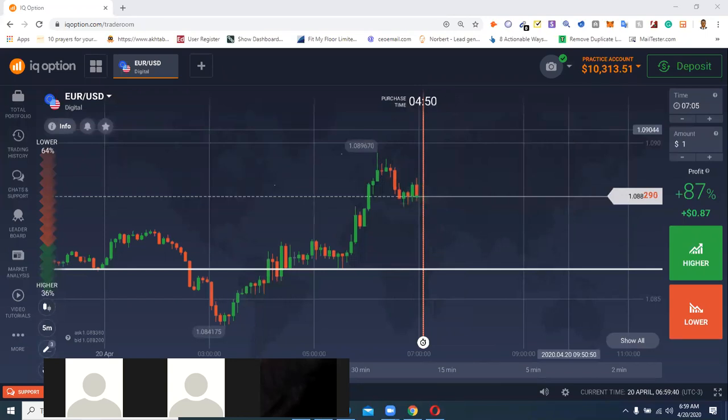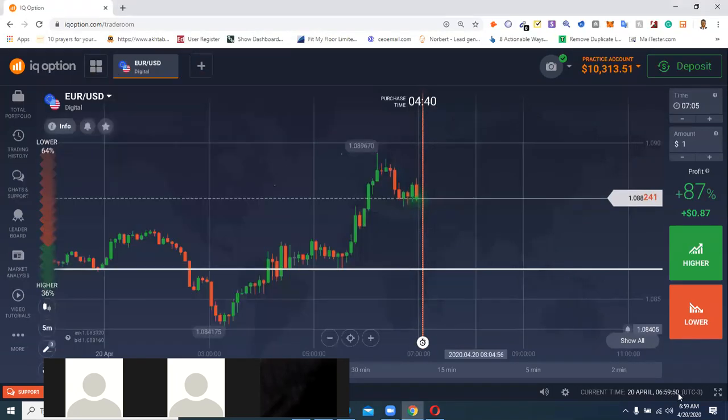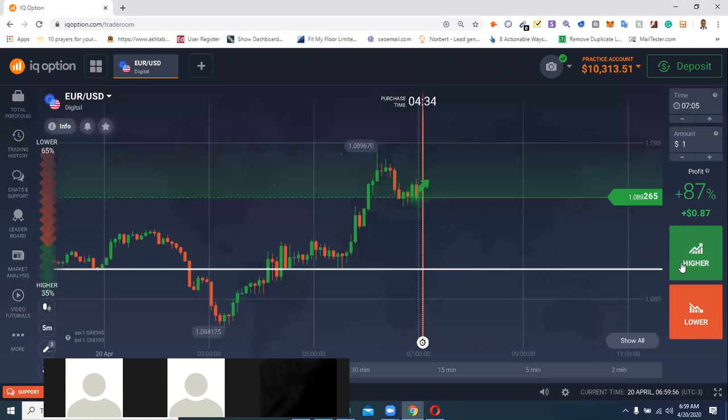Now the signal given to us is higher. So we are going to go along with that signal. Though it's not yet time, we are only using this to practice. So we are going to go higher. We go higher at 58. If you are going higher, it should be 58. If you are going lower, 58.